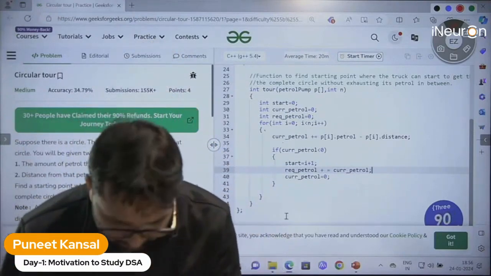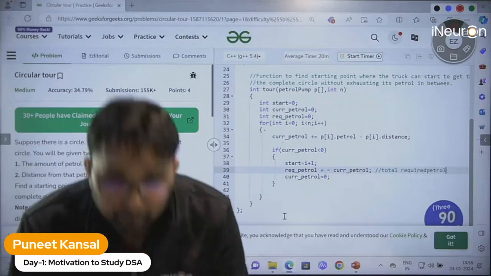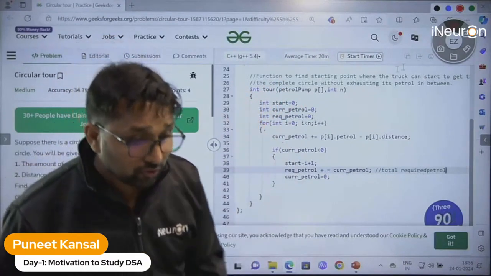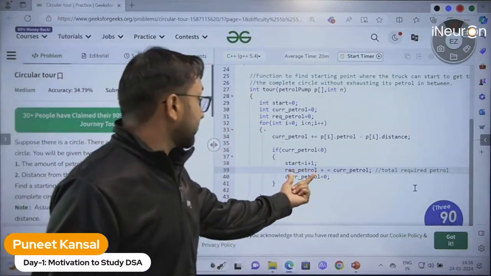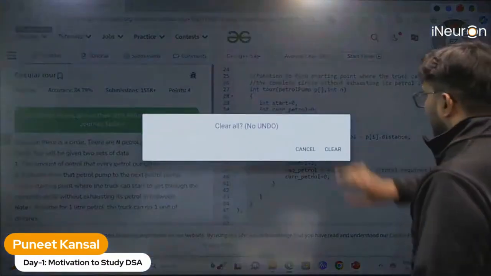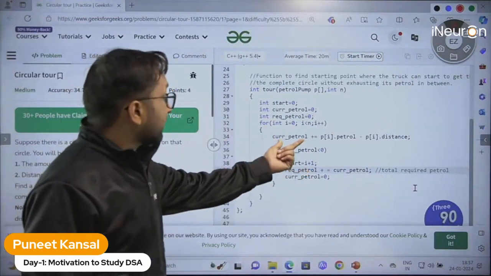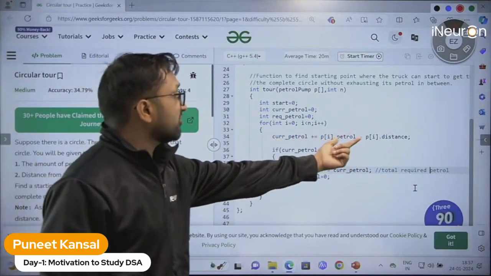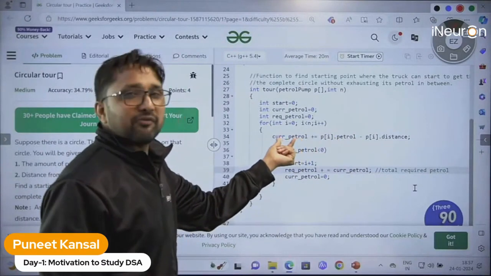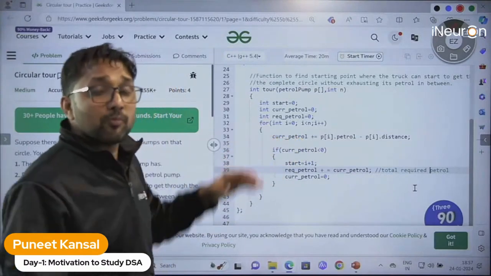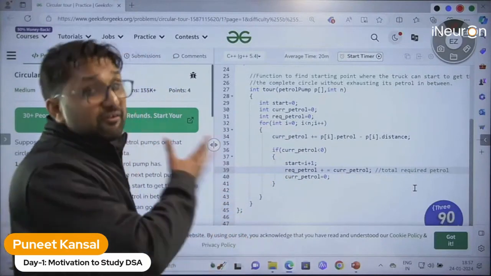Let me write in the comment: this is telling us total required petrol. Previously, how much petrol was required, which demand we were not able to fulfill. We are finding that value in this required petrol variable. Now we know the previous requirement, and we also know our current petrol, because for every station we find the difference. If the difference is minus, we take it from the previous reserve. Otherwise we add it to the previous reserve. Current petrol tells us how much petrol we have with us, and required petrol tells us what petrol was required previously, which we were not able to fulfill.